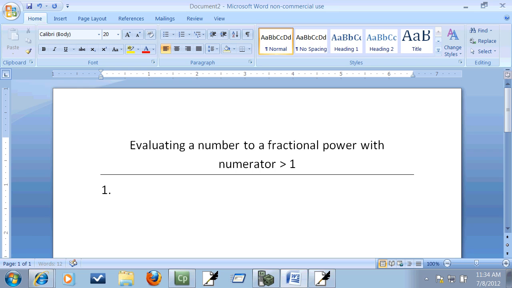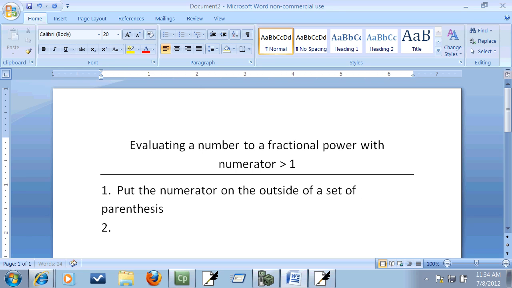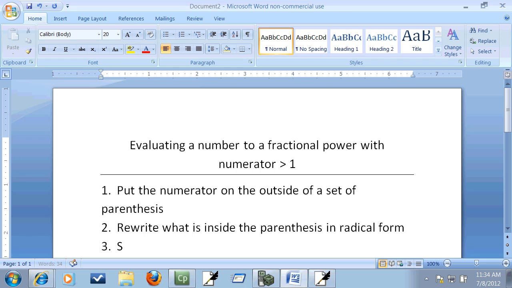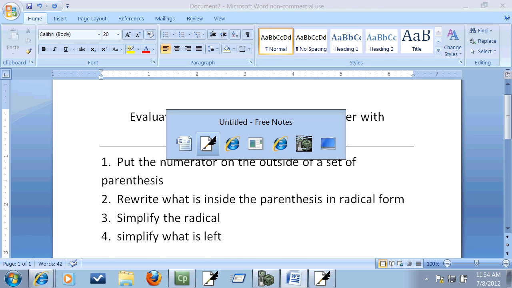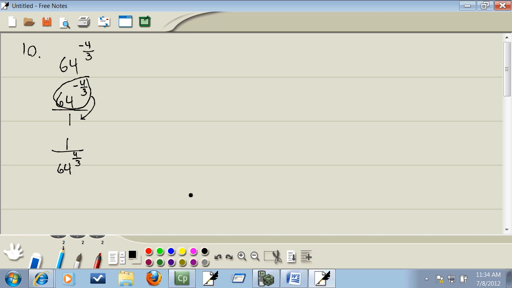Step 1: Put the numerator on the outside of a set of parentheses. Step 2: Rewrite what is inside the parentheses in radical form. Step 3: Simplify the radical. And step 4: Simplify what is left. Okay, so let's come over here and continue this problem with those steps.